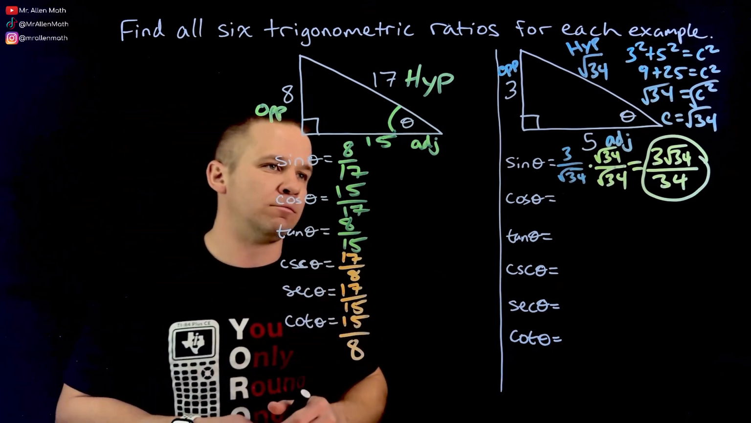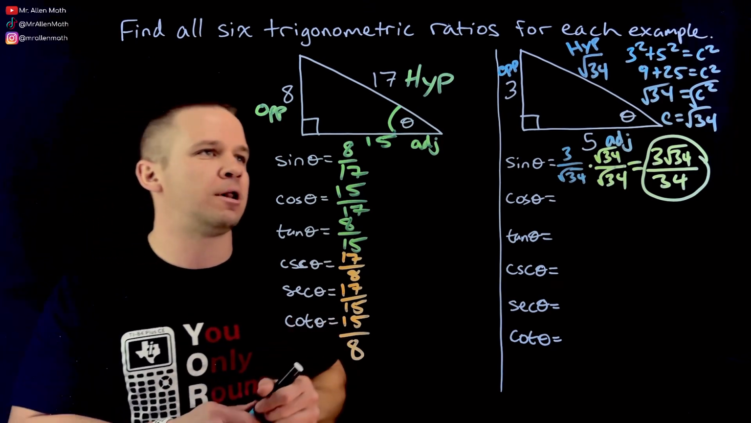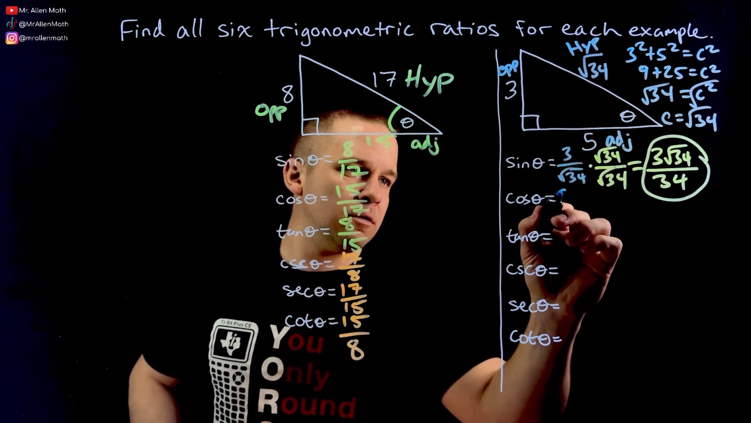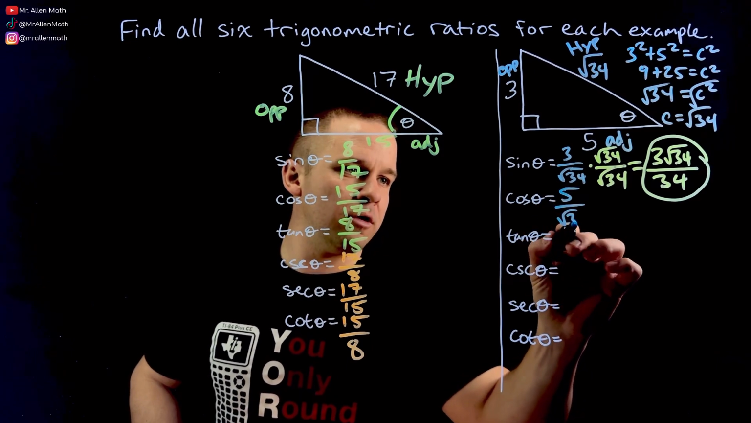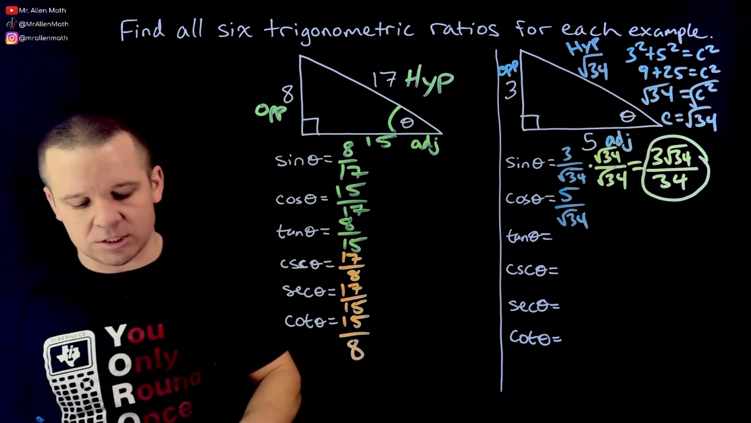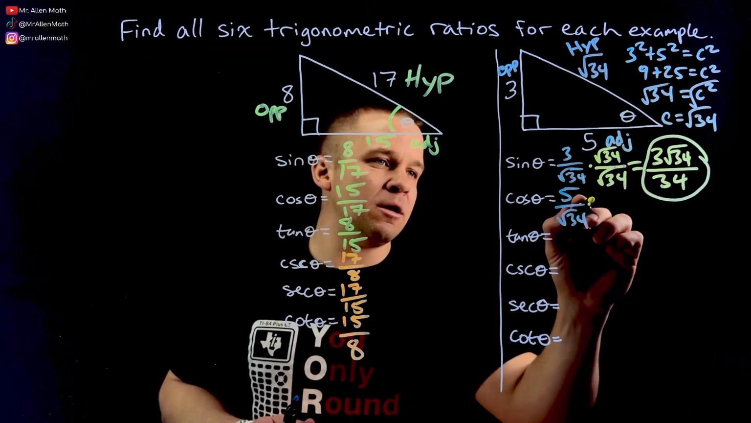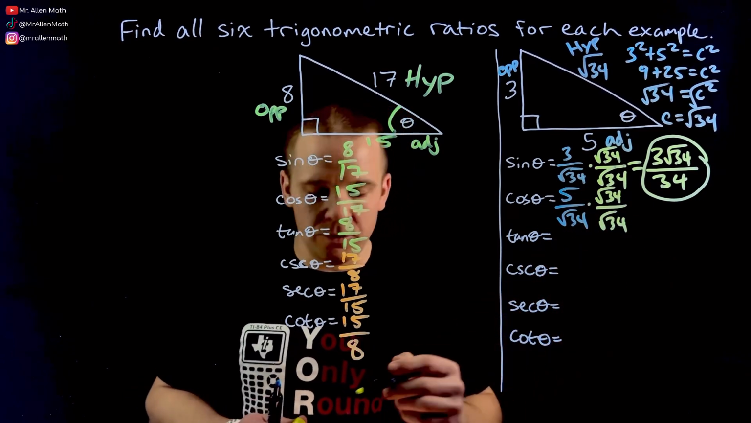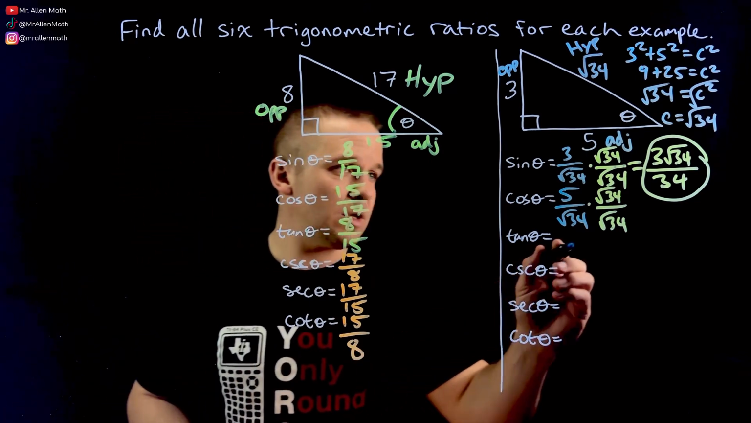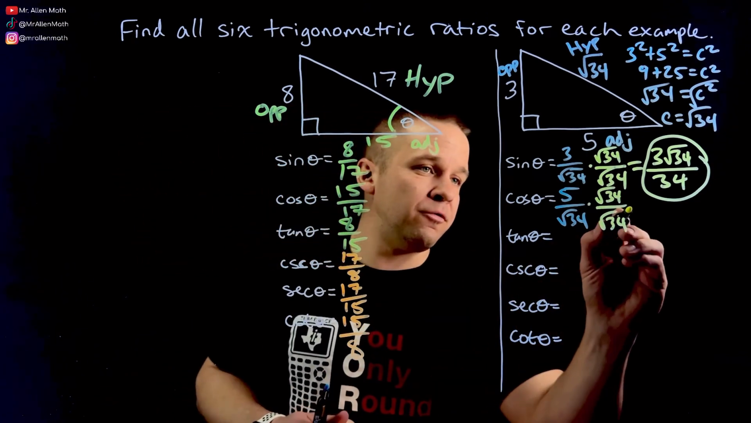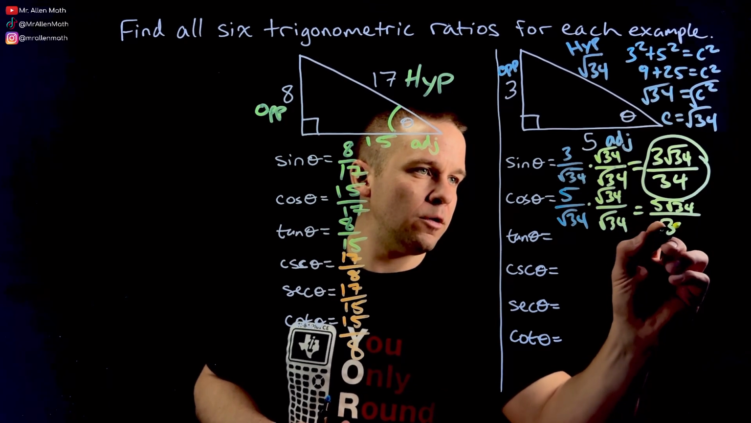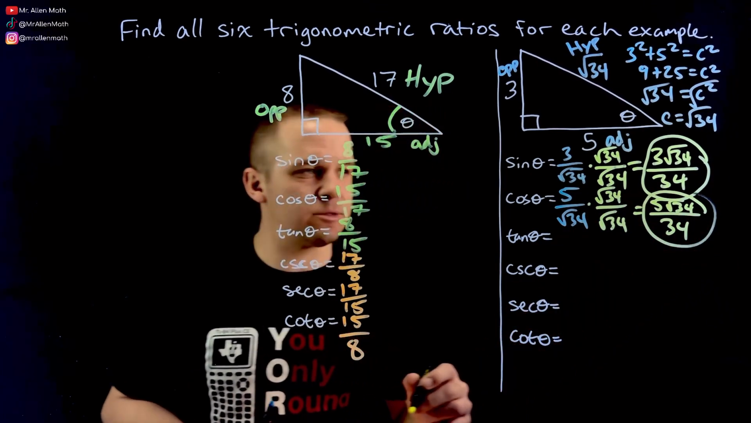Okay, moving on. For now, I'll just show you how to rationalize. Adjacent over hypotenuse. That's 5 over the square root of 34. And guess what? We get to rationalize again. So same deal. So we multiply by root 34 over root 34. And now I end up with 5 root 34 over 34.